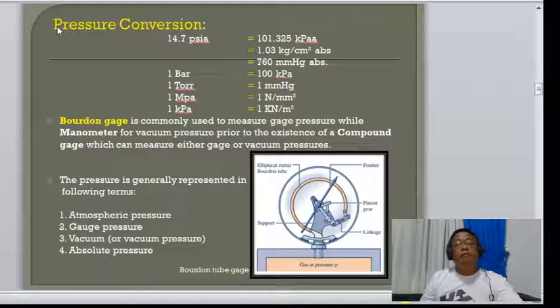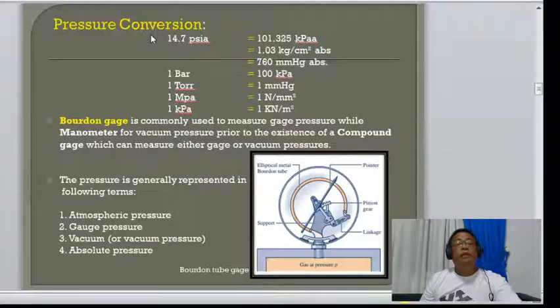1 bar is equivalent to 100 kilopascals. And we also have the unit of pressure which is defined in torr, after Torricelli. One torr is equivalent to 1 millimeter of mercury.